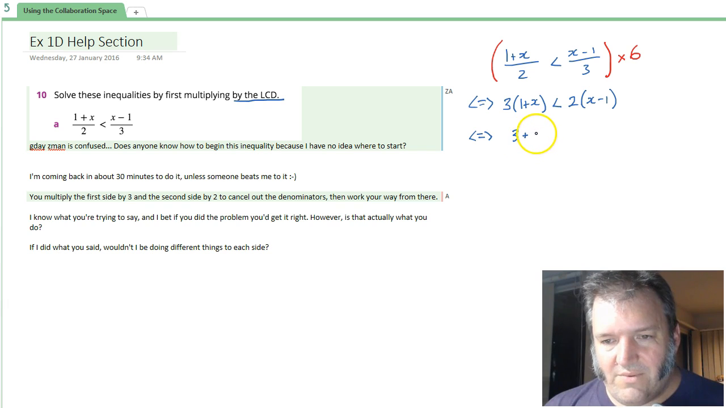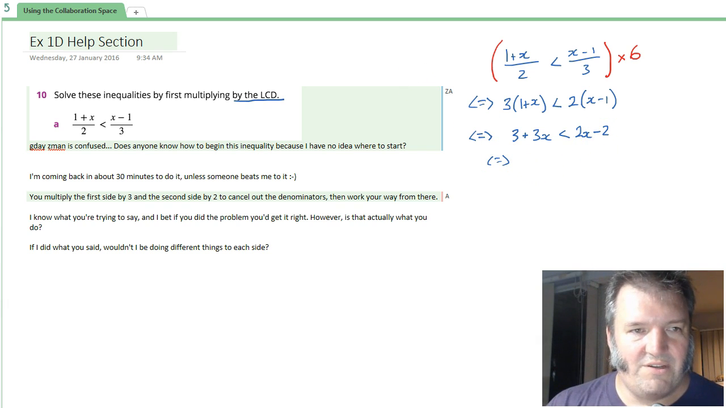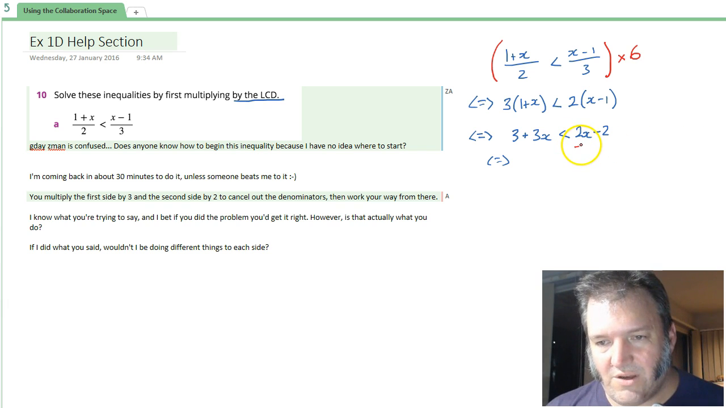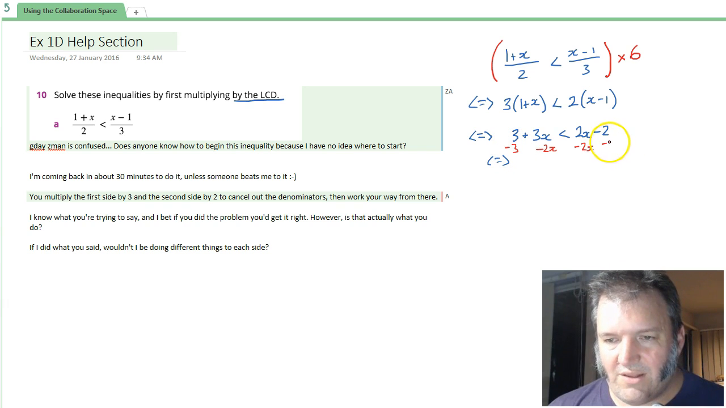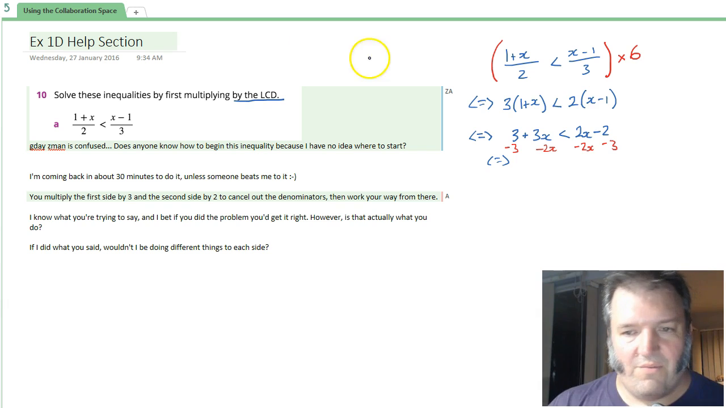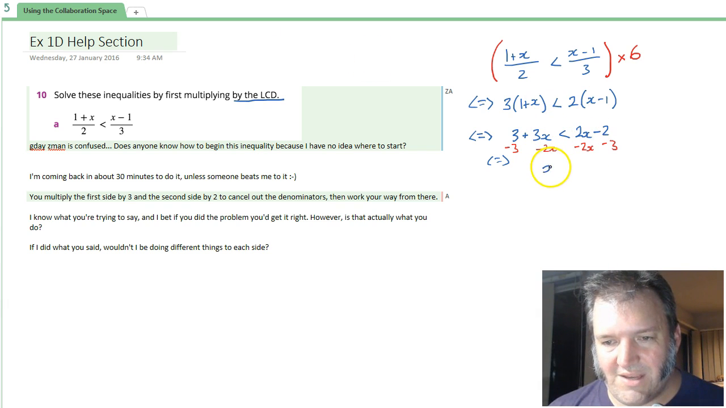Expand the bracket. 3 times 1 is 3, and 3 times x is 3x. Less than, expand this bracket, 2 times x, and 2 times negative 1 is negative 2. Now it becomes easy. Let's actually put in the steps just to make it look nice. I'm going to subtract 2x from each side. I'm subtracting, I'm not multiplying by a negative, so I don't need to worry about doing anything with this sign. If I'm getting my x's on the left, I'm going to get rid of all these numbers from the left, so I've got to subtract 3. Let's subtract 3 from the other side. 3x minus 2x is x, less than, the 2x's are gone, negative 2, take away another 3, negative 5.